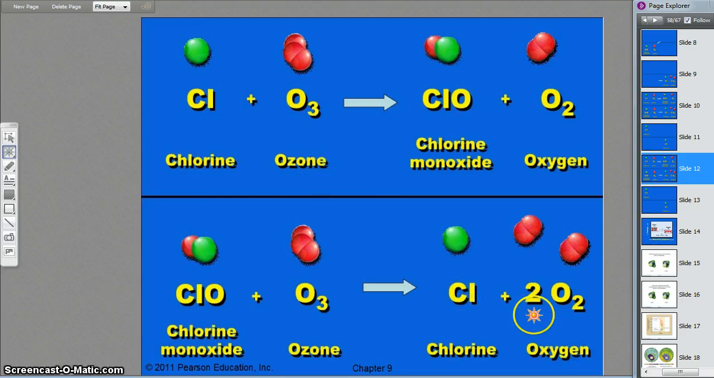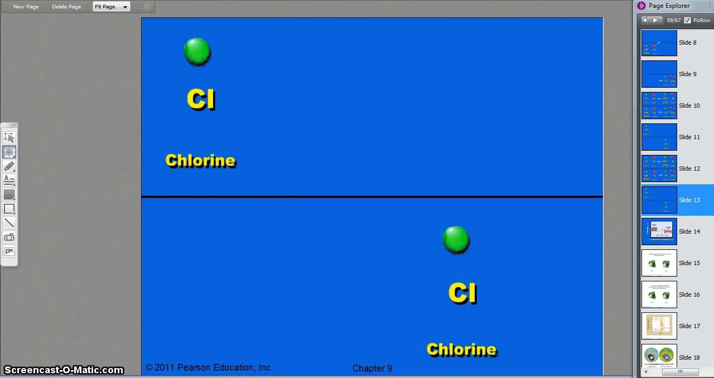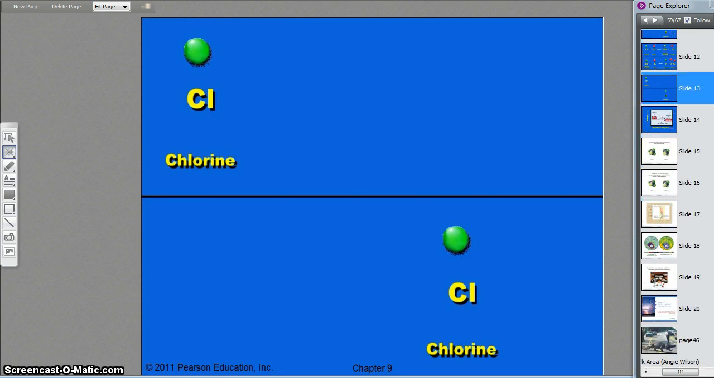So this is the full reaction happening here. Chlorine plus ozone produces chlorine monoxide plus oxygen. The chlorine monoxide reacts with another ozone to produce a chlorine and 2 oxygens. And again, we started with a chlorine atom and we ended with a chlorine atom.